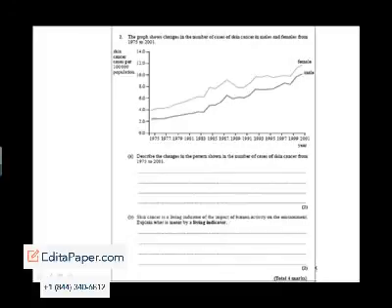Now this graph is about the changes in the number of cases of skin cancer in males and females between 1975 and 2001. On the x-axis you've got the year, on the y-axis you've got your skin cancer cases per 100,000 of population, and you've got a plot for males and females. We're asked here for 2 marks to describe the changes in the pattern shown in the number of cases of skin cancer from 1975 to 2001.